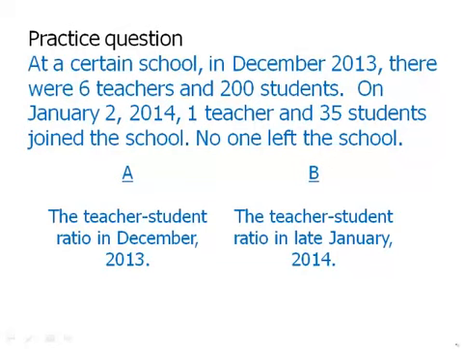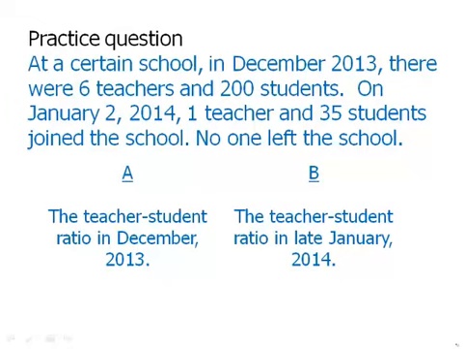At a certain school in December 2013, there were 6 teachers and 200 students. On January 2nd, the day after New Year, 1 teacher and 35 students joined the school, and no one left the school. And so we want to compare the teacher-student ratio in December and the teacher-student ratio in late January.